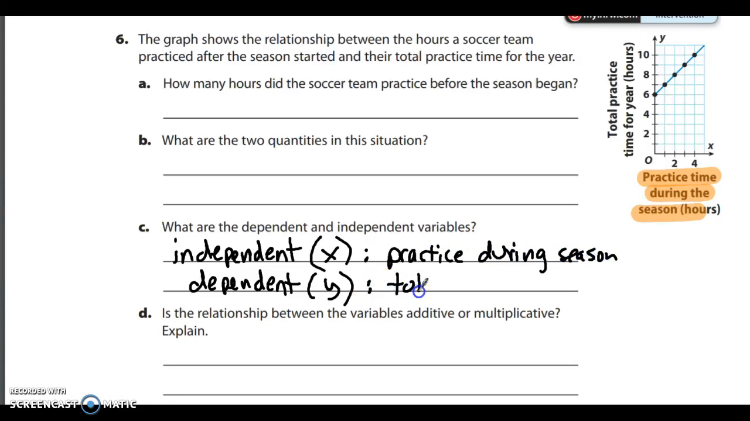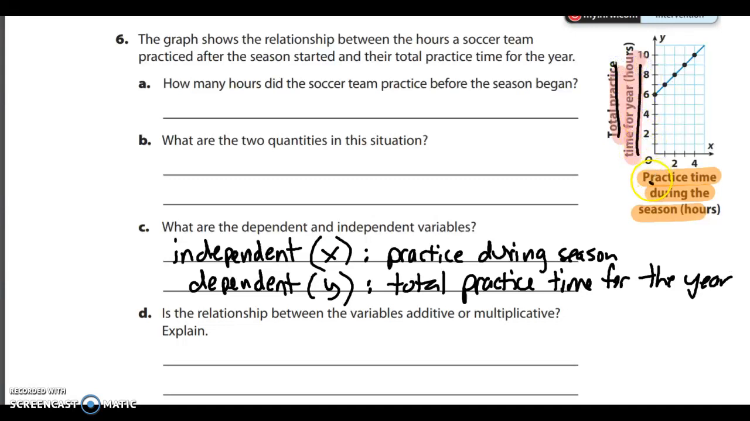And this is the total. I'm going to change colors and highlight it. Total practice time for the year. And there's two ways to know that. One, I just told you to check the axes. The x-axis is always the independent variable, and the y-axis is always the dependent variable. But then the other thing is that the total amount of practice time for the year would depend on how much they did during the season. That's why.